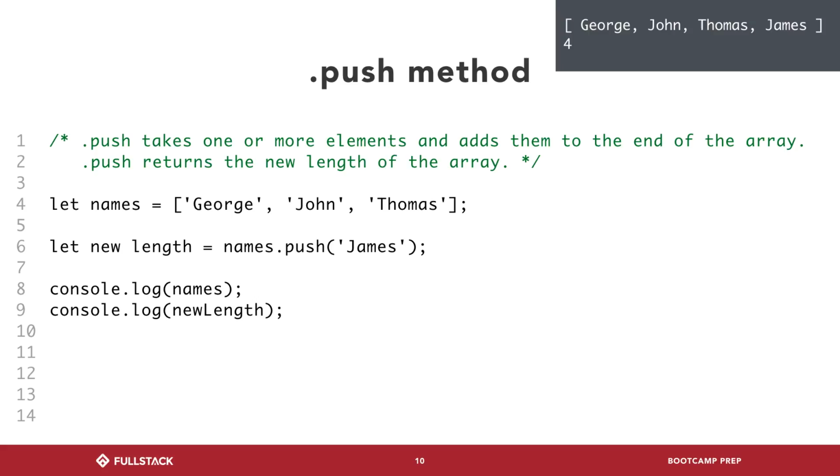Does this function change the original array? Yes, it does. We have names here, we do names.push, and when I console.log out names again, we see that clearly the array has changed. So this changes the original array. And lastly, what does this function return? What the .push function returns is the length of the new array. So when I store a new length variable equal to whatever names.push returns, and I print out new length, I get back 4.